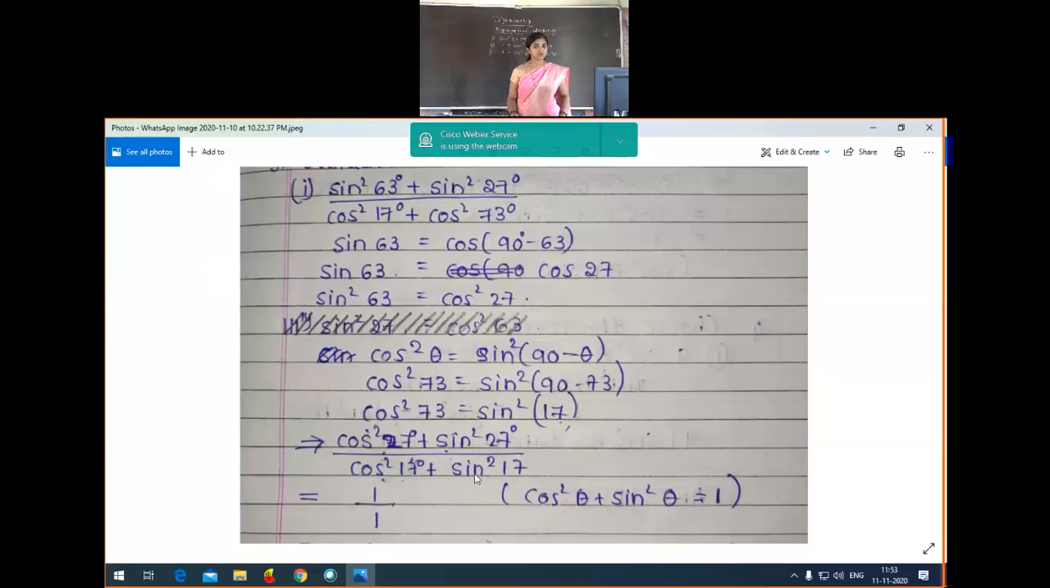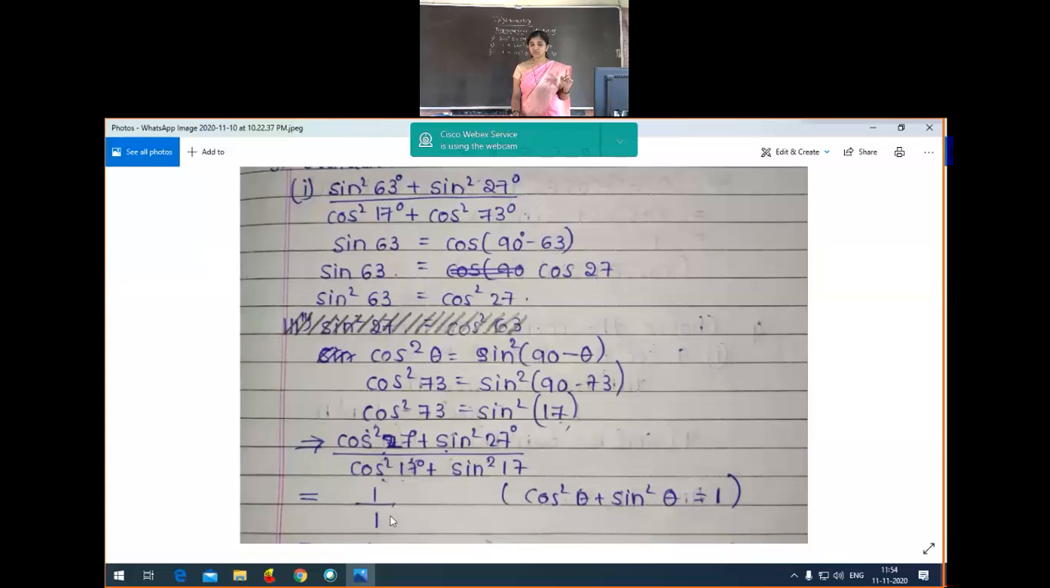Are you observing one identity here? Cos square theta plus sin square theta. To apply this, we need the same theta: 27 and 27 here, 17 and 17 there. So we can apply the formula cos square theta plus sin square theta is equal to 1. Yes, so the numerator is 1, divided by the denominator, where also cos square theta plus sin square theta is equal to 1.